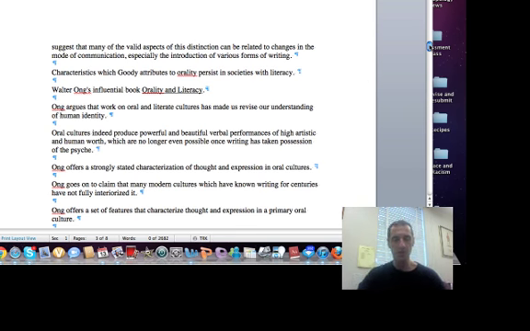Oral cultures, he said, produce powerful and beautiful verbal performance of high artistic and human worth, which are no longer even possible once writing had taken possession of the psyche. Still, without writing, Ong said, human consciousness couldn't achieve its fuller potentials, couldn't produce other beautiful and powerful creations. So in that sense, orality was destined to produce writing. Literacy, as he talked about, was absolutely necessary for the development not only of science, but for history, philosophy, a really clear understanding of forms of art, and indeed for the explanation of language, including oral speech itself.